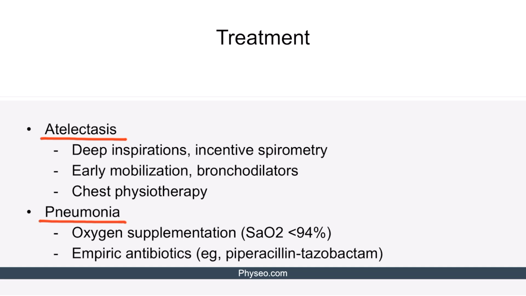Now for the treatment of pneumonia, oxygen supplementation is super important, especially if their saturation is less than 94%. And then again, once you've seen that consolidation on a chest x-ray, you know it's pneumonia, so you're just going to give them empiric broad-spectrum antibiotics, such as piperacillin tazobactam, because you just want to cover whatever they've got, especially if they're in the hospital. Because again, this is a post-operative fever, so you're worried about a hospital-acquired pneumonia. So go broad with empiric antibiotics like pip-tazo.